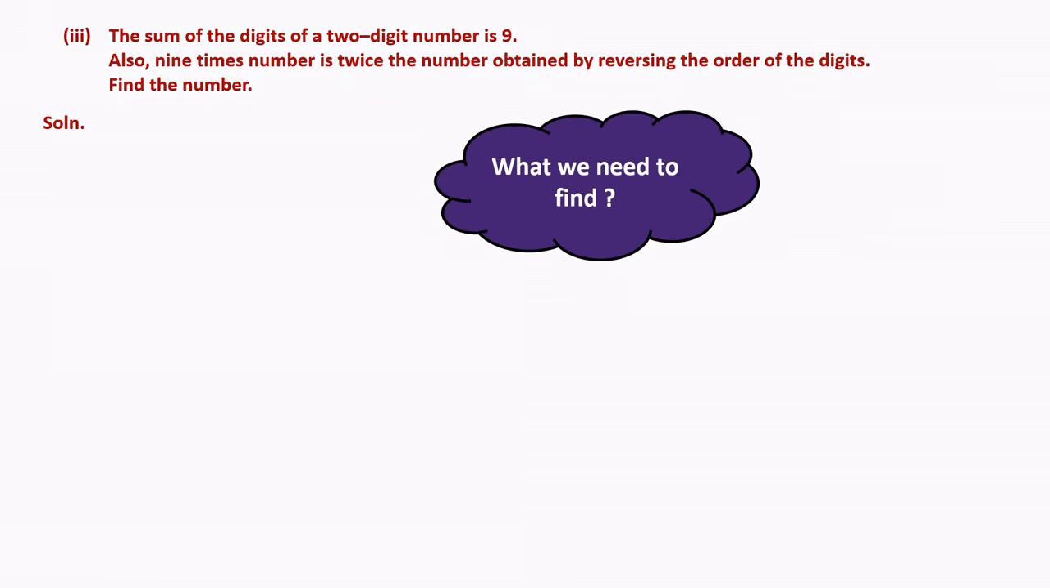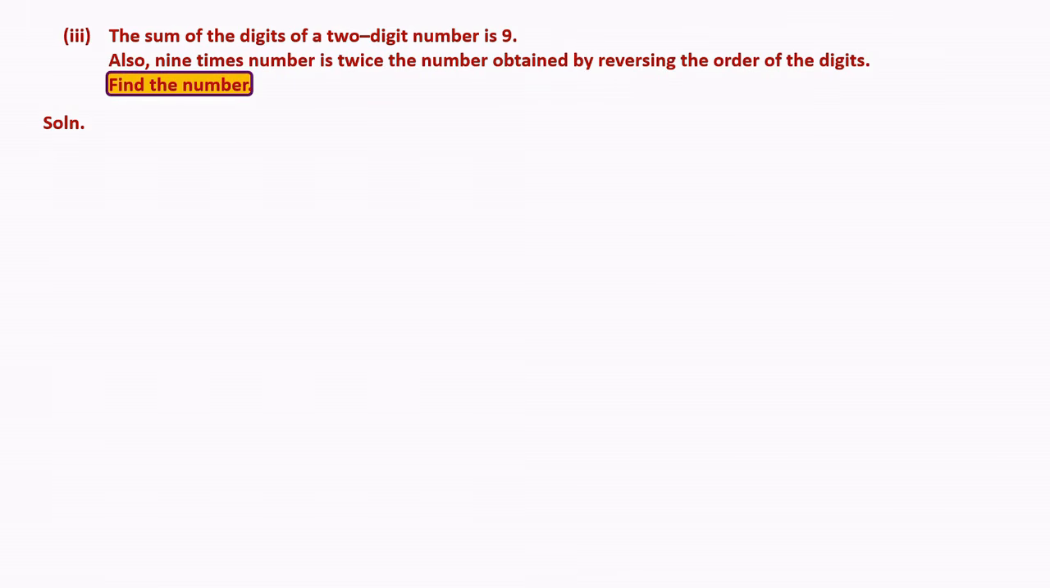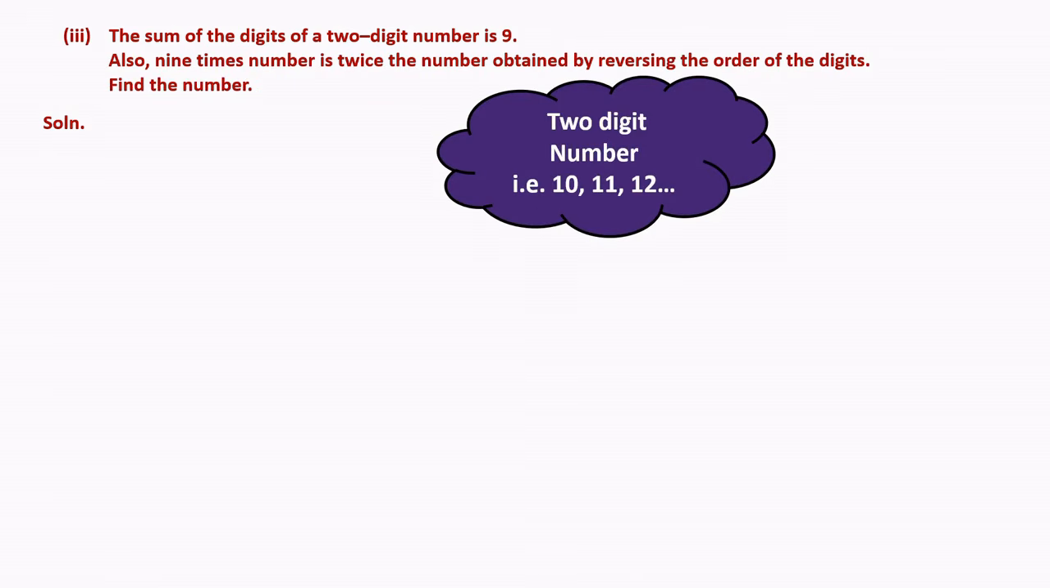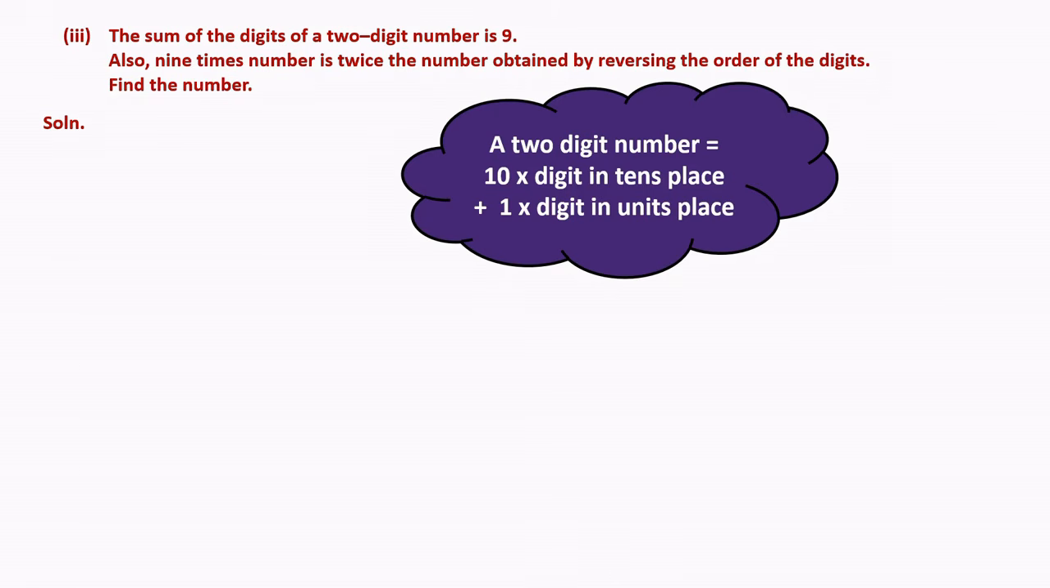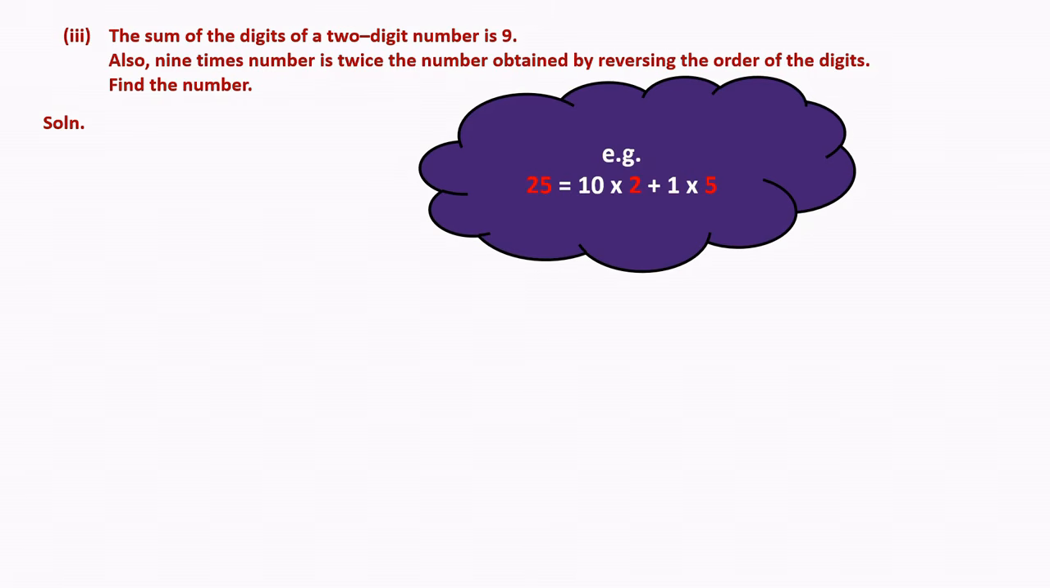First, let us understand what a two-digit number is. A two-digit number has a digit in the tens place and a digit in the units place. So, any two-digit number can be written as 10 into tens digit plus units digit. For example, 25 can be written as 10 into 2 plus 5.